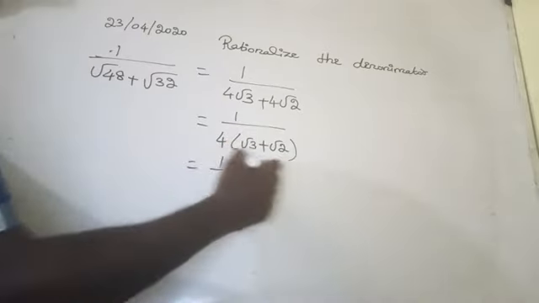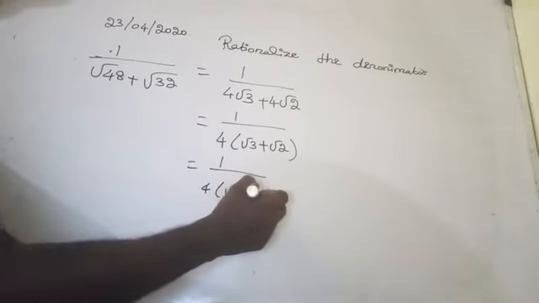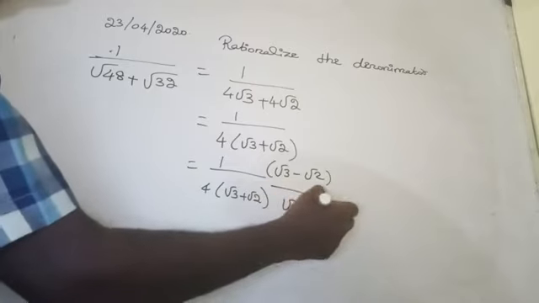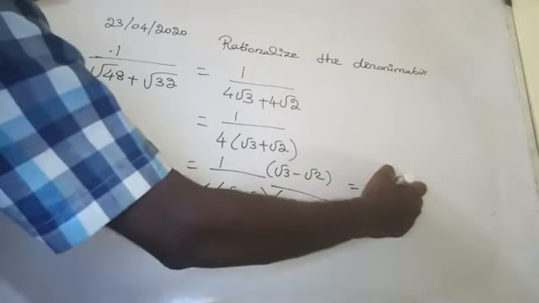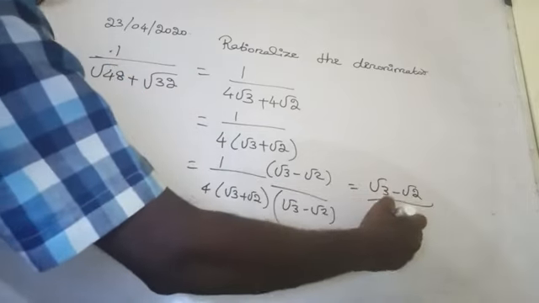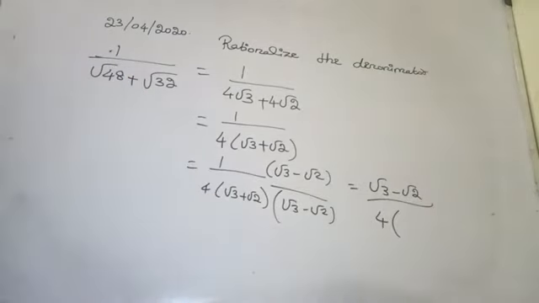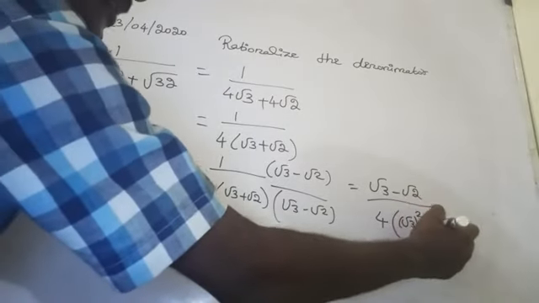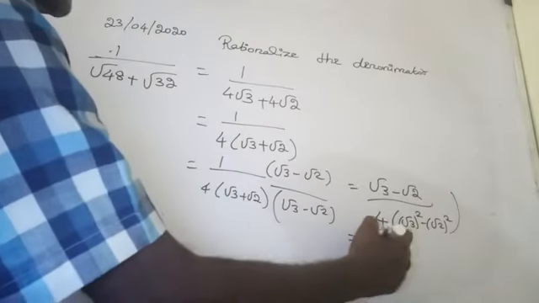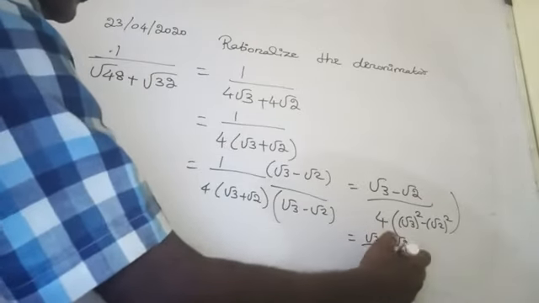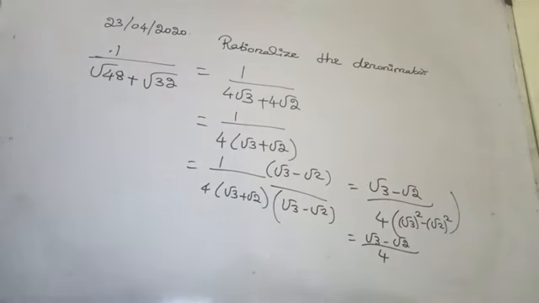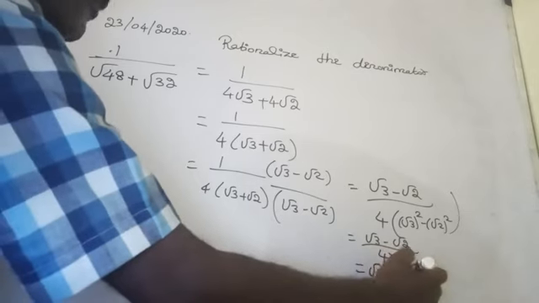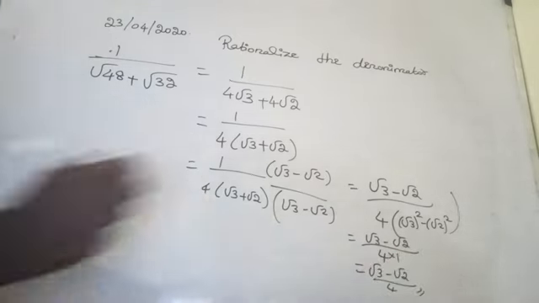Therefore 1 by 4 into root 3 plus root 2 into root 3 minus root 2 by root 3 minus root 2. So 1 into root 3 minus root 2 is nothing but root 3 minus root 2 by 4 into, it is in the form of a plus b into a minus b, that is a square minus b square, that is root 3 the whole square minus root 2 the whole square. So root 3 minus root 2 by 4 into root 3 the whole square is 3, root 2 the whole square is 2, 3 minus 2 is 1, 1 into 4 which is equal to 4. So root 3 minus root 2 by 4. Are you getting here? Yes.